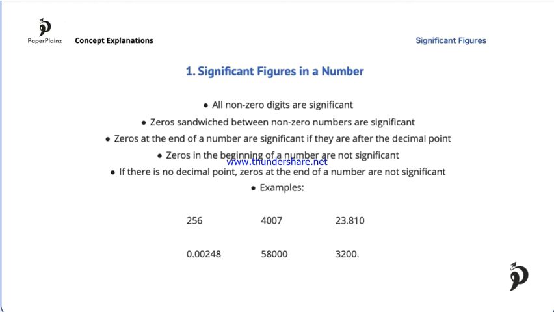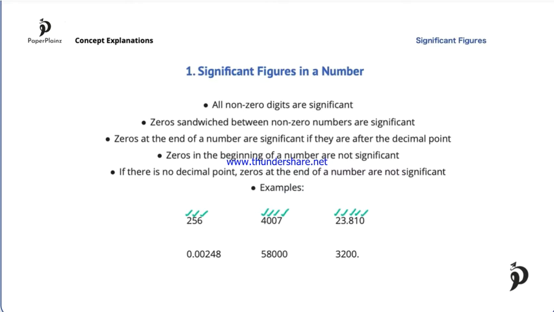Since all non-zero digits are significant, the 2, the 5, and the 6 in 256 are all significant. Zeros sandwiched between non-zero numbers are significant, so all 4 numbers in 4007 are significant. Zeros at the end of a number are significant if they are after the decimal point, so the 0 at the end of 23.810 is significant, along with all other numbers.